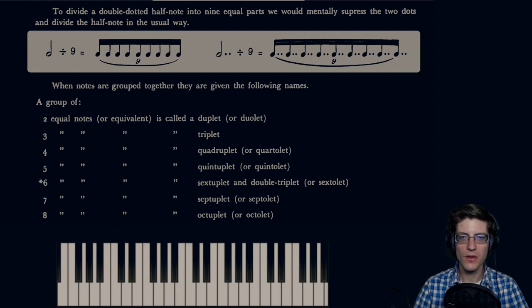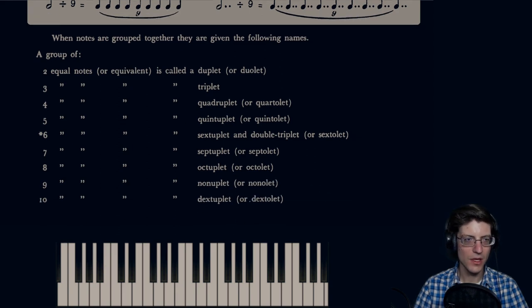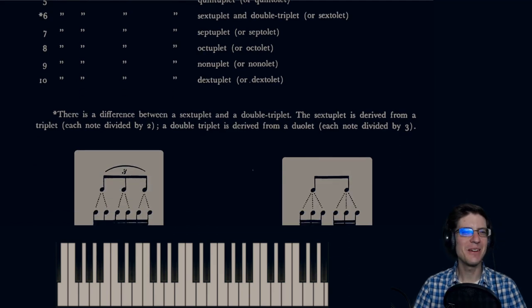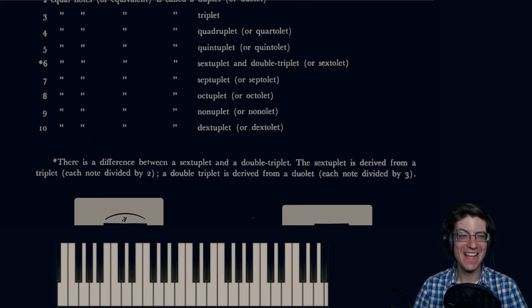When notes are grouped together, they are given the following names. A group of two equal notes is called a duplet or dualet. Three is called a triplet. Four is a quadruplet. Five, quintuplet or quintilet, six, sextuplet and double triplet or sextilet, seven is a septuplet or septilet, eight, octuplet or octilet, nine, nonuplet or nonolet, and ten is a dectuplet or decilet. Man, I would love to know if any of those actually exist in real life, because that's funny.